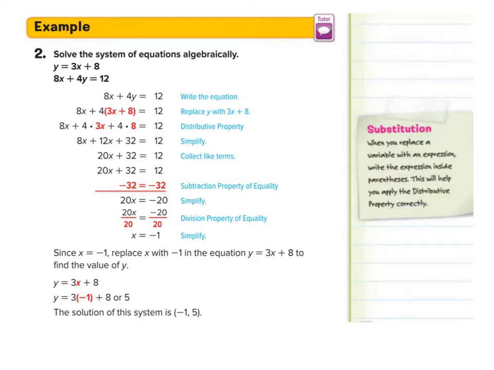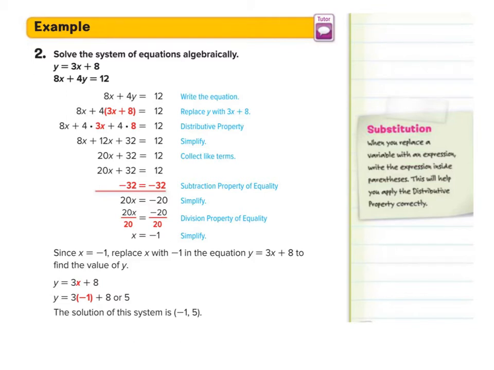and we're given a slope-intercept form equation, y equals 3x plus 8, and a standard form equation, 8x plus 4y equals 12. So 8x plus 4y equals 12, and so we can substitute in 3x plus 8 for y into the standard form equation. When we do that, we can use the distributive property and multiply 4 times 3x and 4 times 8. So we're left with 8x plus 4 times 3x plus 4 times 8 equals 12. That simplifies to 8x plus 12x plus 32 equals 12.